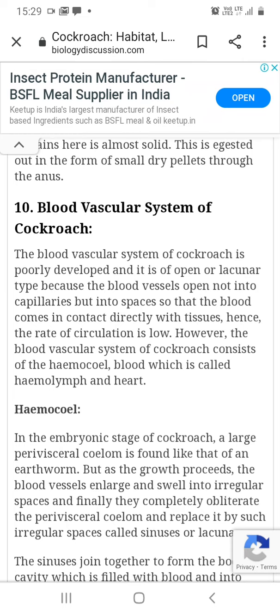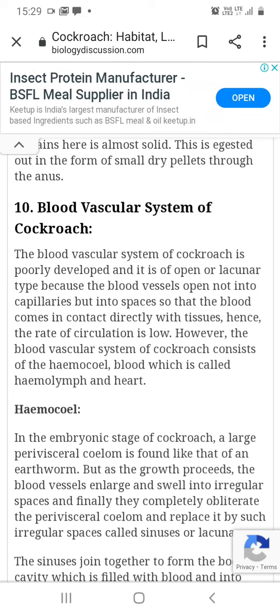Besides the hemolymph, the circulatory system consists of the heart, which in case of cockroach or insects like grasshopper, is tubular and present on the dorsal surface of the alimentary canal. Cockroach has 13 chambers in its heart.